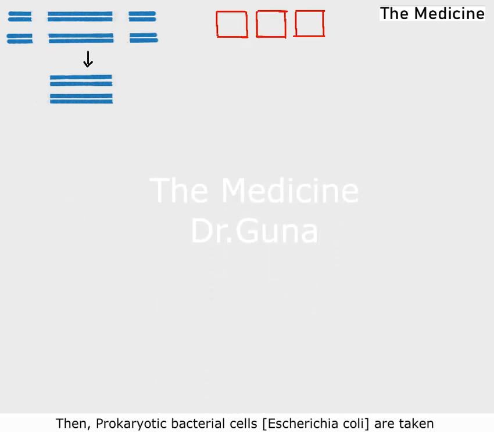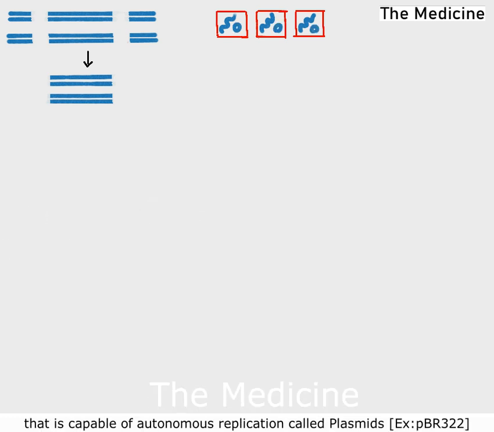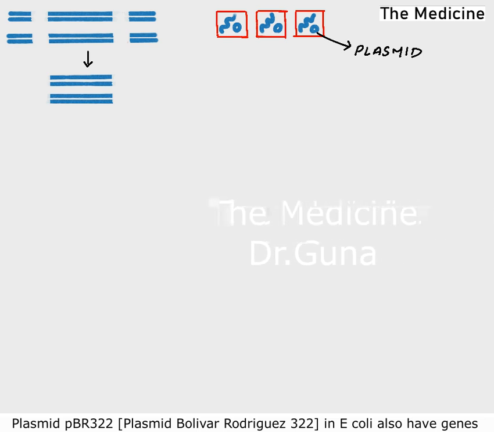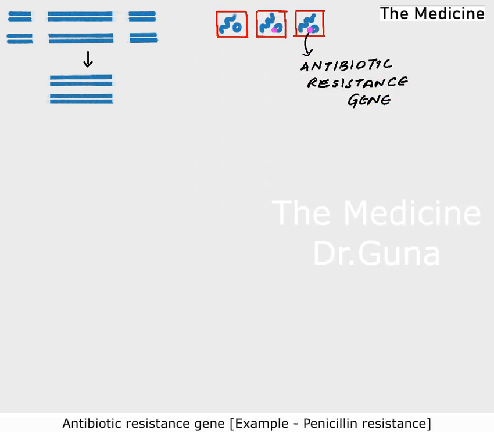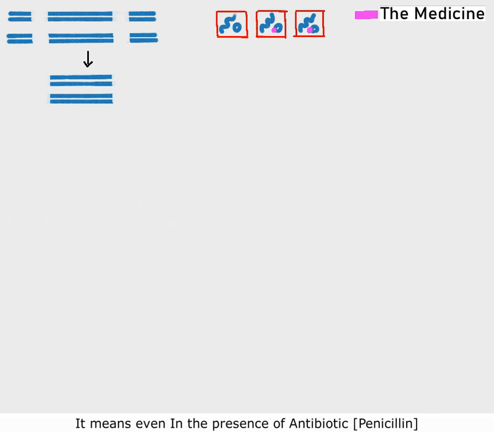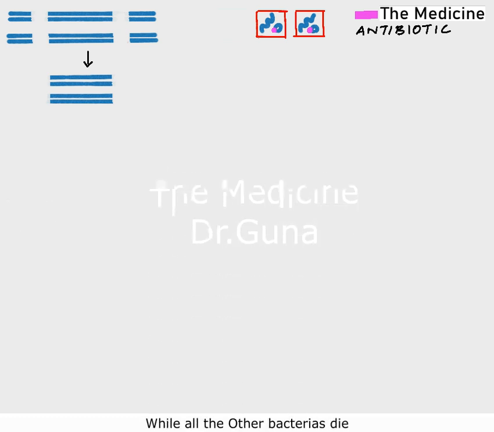Then prokaryotic bacterial cells like Escherichia coli are taken. They contain extrachromosomal circular DNA material capable of autonomous self-replication, called plasmids. Example: pBR322, plasmid Bolivar Rodriguez 322 in E. coli. They also have genes that confer antibiotic resistance, for example penicillin resistance. It means even in the presence of antibiotics like penicillin, they survive, grow and multiply, while all other bacteria die.